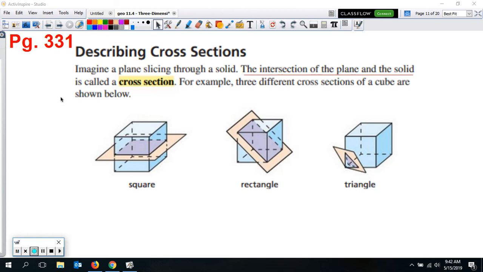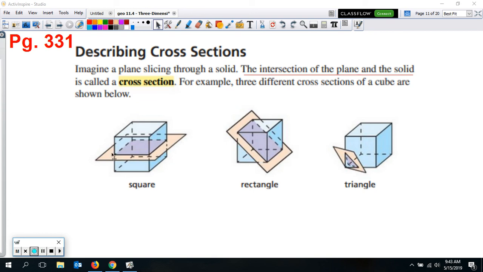Okay, back on your vocabulary, 331, for cross section, there you want to write down a cross section is the intersection of a plane and a solid. So you have a plane here, it's kind of like a pink color, and then you have your solid, and if you were to slice through your solid with this plane, it creates a cross section that's kind of here in purple. And really what you want to do is just kind of describe what shape that cross section is.